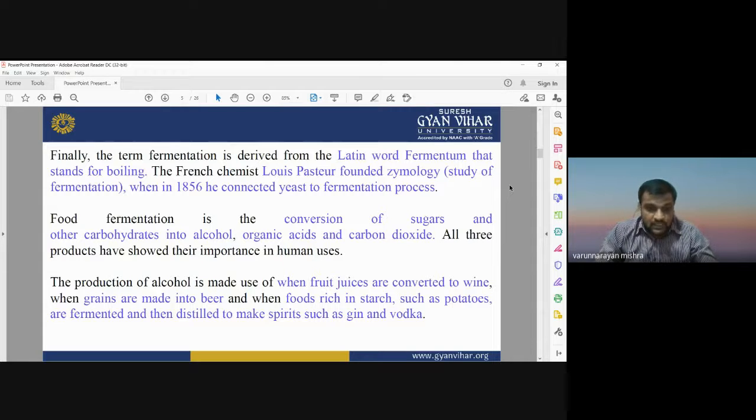So the entire process of fermentation is now very useful for the preparation of different kinds of vodka and wine, beers, and other byproducts.